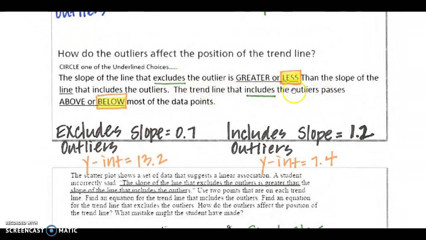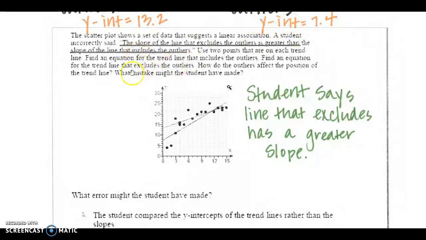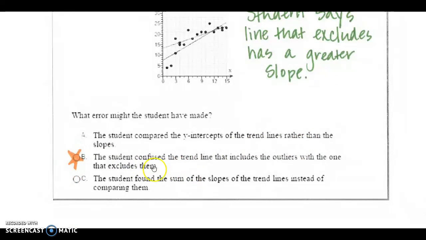So in digits, you're going to see questions where you have to choose whether the slope of the line is greater than or less than, and then look at the line. Is it above or below? And you're going to have to be able to answer those questions. Now, at the beginning, a student incorrectly said the slope of the line that excludes the outliers is greater than the slope of the line that includes it. Well, we just proved that wrong. All they did was confuse the 2 lines and which one included and which one excluded.